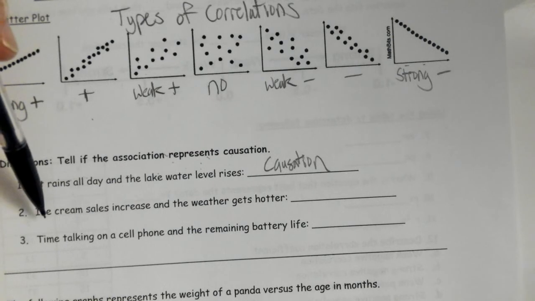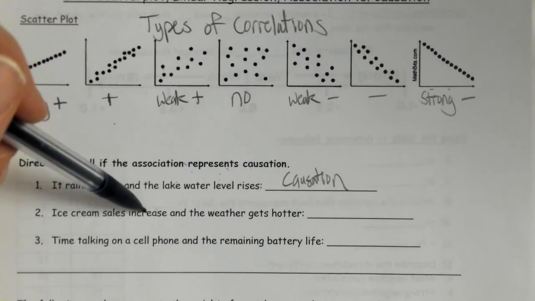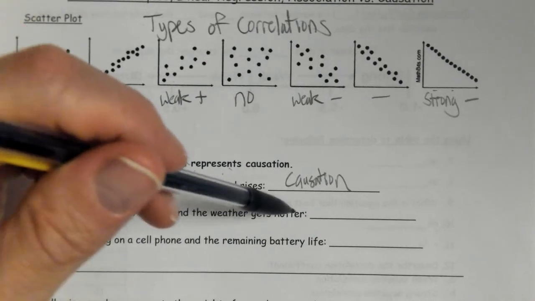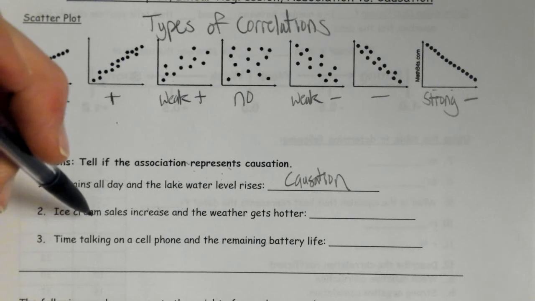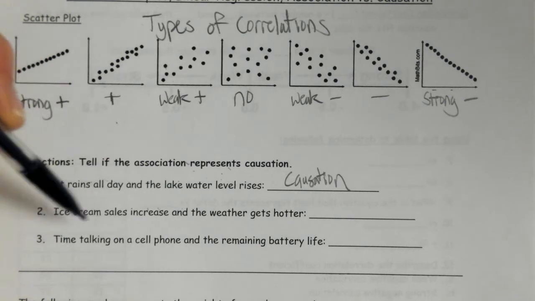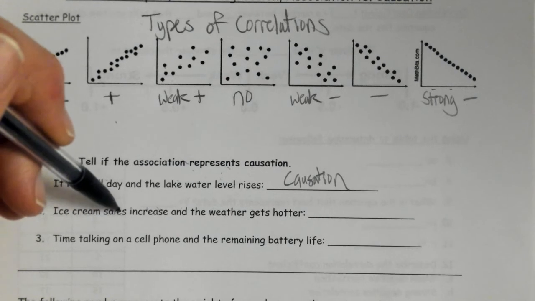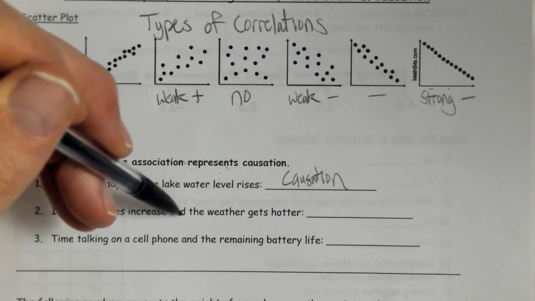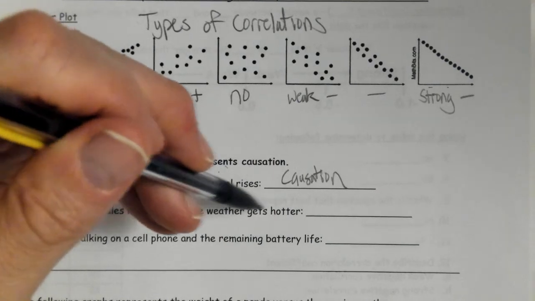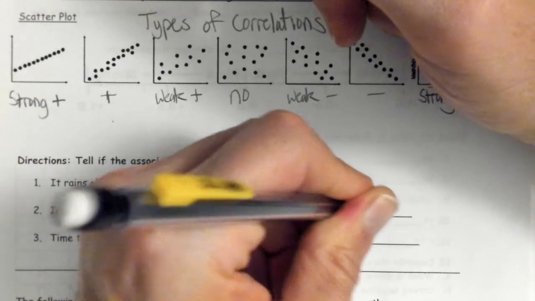What about the next one though? Let's think about that. Okay, it says ice cream sales increase and the weather gets hotter. Now, you have to be careful and make sure that you understand which one is listed first here. Okay? All right. If the ice cream sales go up, more people buy ice cream, will that automatically cause the weather to get hotter? I'm going to say no on that. No causation.